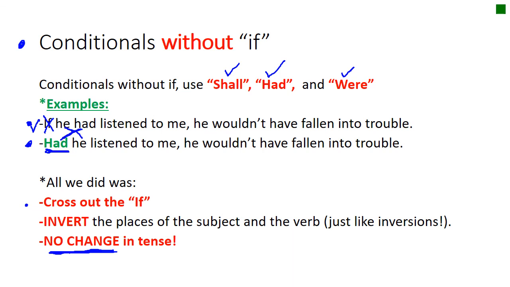Had he listened to me, he wouldn't have fallen into trouble. Again, this is a conditional part. When you start with had or were or shall, you need to use a comma. However, if they are in the next part of the sentence, remove the comma, please. He wouldn't have fallen into trouble had he listened to me. That makes perfect sense. Okay? So, step 1, cross out the if, very, very easy. Invert or exchange the places of the subject and the verb, okay, had and the he. No change in tense.